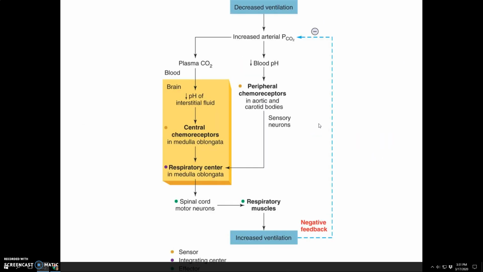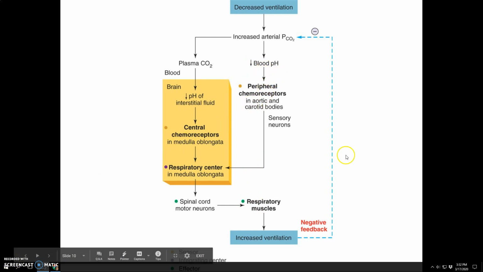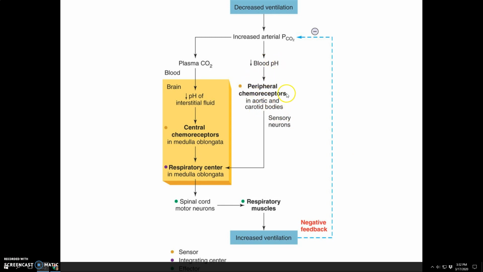So let's take a quick look at this diagram. I'd suggest you pause the video and review this diagram on your own so you can see how the respiratory muscles are triggered by decreases in blood pH or increases in plasma CO2. You can see here that, for example, as blood pH decreases, it can trigger these peripheral chemoreceptors to speak to the medulla oblongata. Also, a decrease in pH can be generated by CO2 passing across the blood-brain barrier to trigger medulla oblongata neurons to increase the activity of the respiratory center and the respiratory muscles.